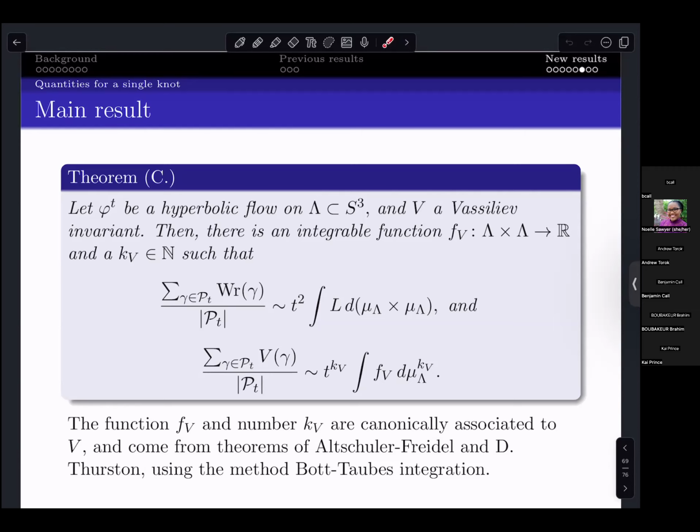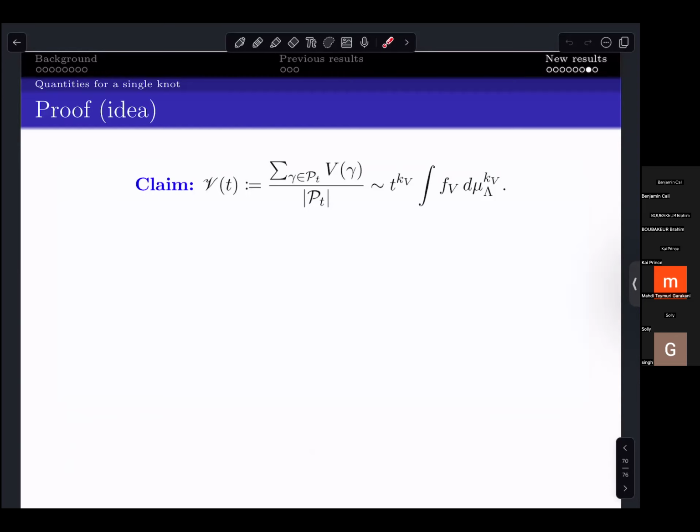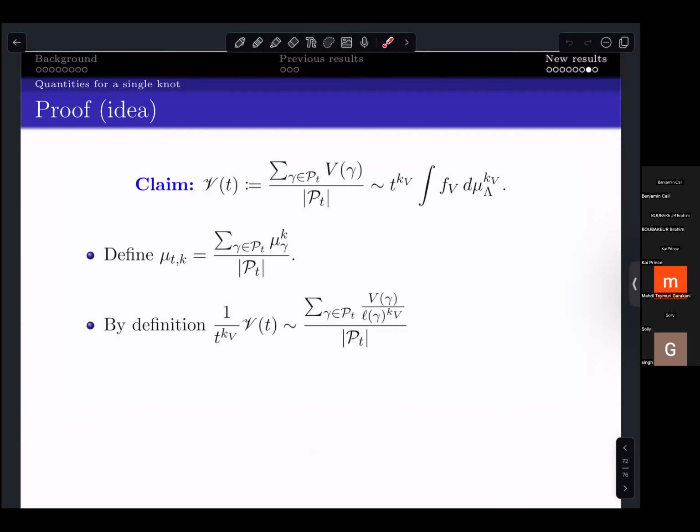And Dylan Thurston, independently from Altschuler and Freidel, proved that this all works and found this function and this number, which I'm now using for these purposes. And the proof is going to be basically the same. So now I have slightly different measures. What I'm doing is I'm taking several copies of the periodic orbit measure, k copies of it, and I'm averaging these measures. Then I do the same thing: by definition, it's asymptotic to this, which is equal to my integral with respect to these periodic orbit measures.